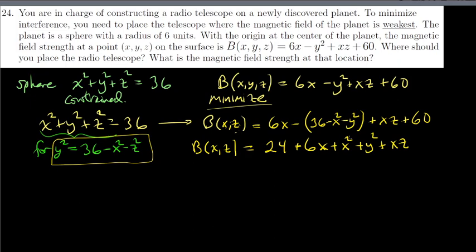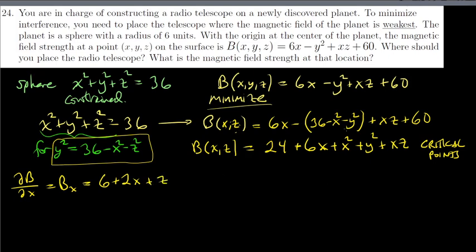Okay, so next step is find the critical points, right? Take the gradients, the two partial derivatives, and set them both equal to 0. So partial of b with respect to x, or b sub x, is 6 plus 2x plus z.